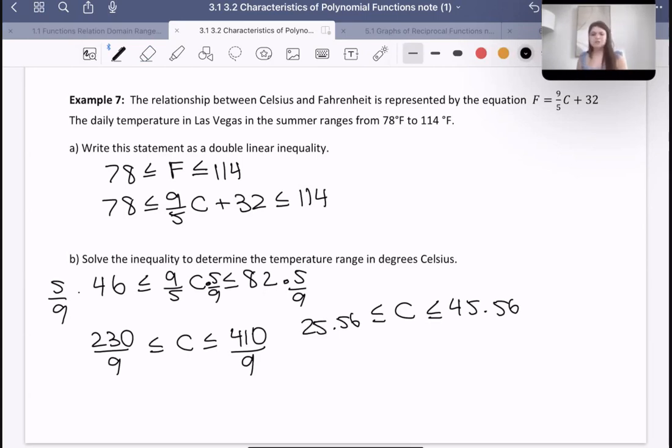So that's pretty warm. Even 25, the lower end of that, is pretty warm. Although that makes sense. This is Las Vegas we're talking about, not Ontario, Canada. I think Las Vegas is quite a warm place, so that makes better sense, especially in the summertime. It would be quite hot.